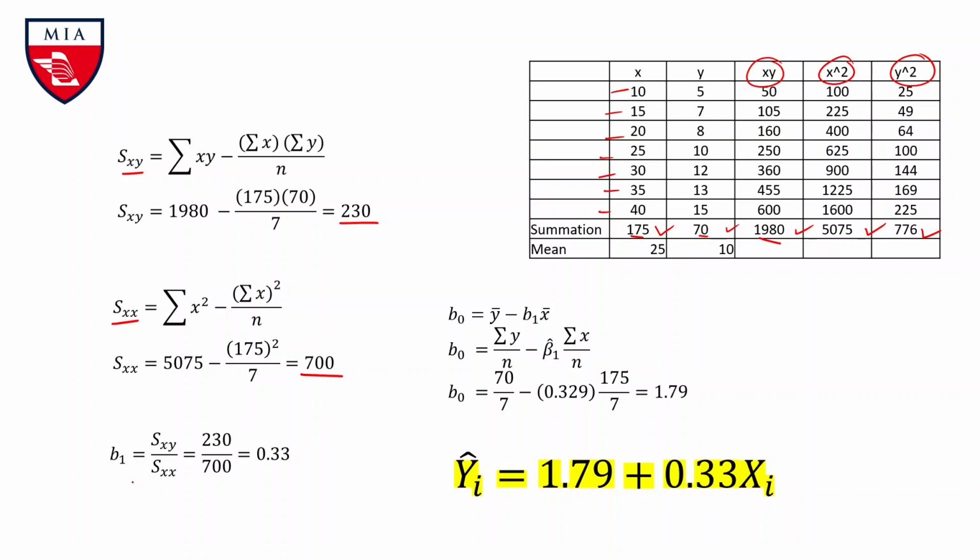So we need to find the value of b sub 1. Again, Sxy over Sxx. So we have 230 over 700. We have 0.33.